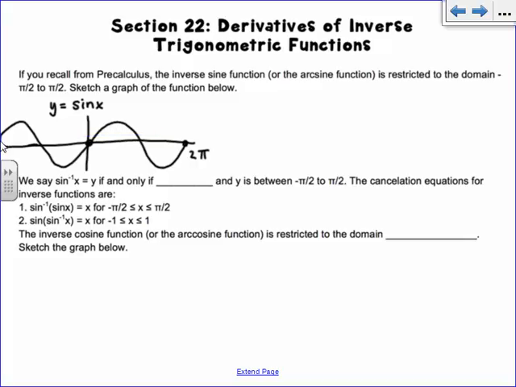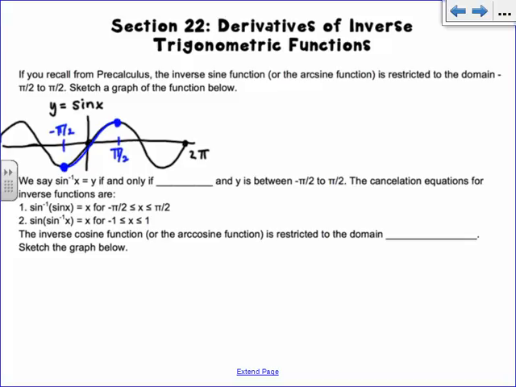So we have to think about where to make this so that for different x values, there's only one y value. Okay, so it's going to be from here to here. So it's going to be from negative pi over 2 to pi over 2. So we basically ignore the rest of the graph. Okay, so that's not the sketch of inverse sine. That's just the sketch of sine.